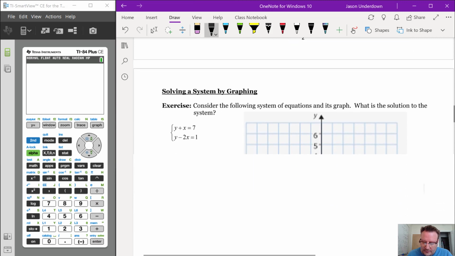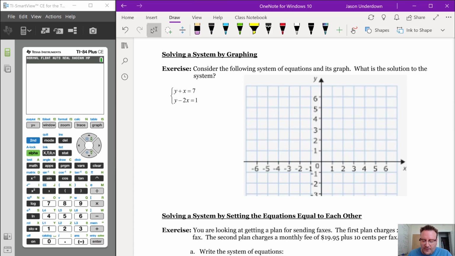All right. Let's continue on with this graphical exploration of solving systems. Consider the following system of equations and its graph. What is the solution to the system? Well, let's graph these equations and then find where they cross, and that will be our solution point. Okay, but these linear equations are in what we call general form, or almost general form. Usually in general form we would write something times x plus something times y equals a constant, but we have the y terms first here.